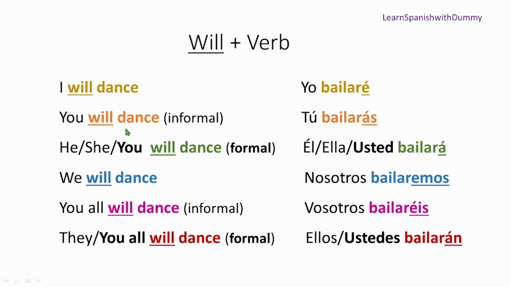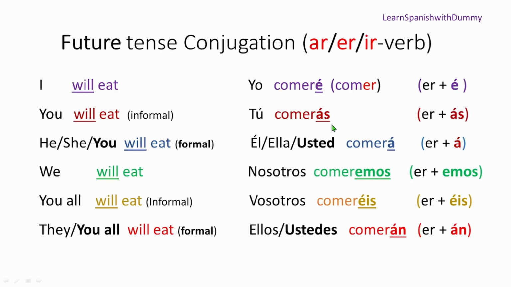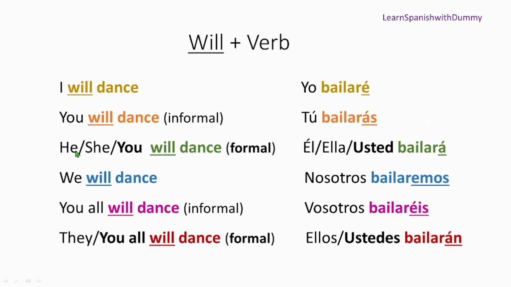When you say you will dance, you say tú bailarás. Okay, same ending we are putting here, just like in the ER ending verb. Here we put ás, similar. Now you know it. So he, she, you will dance. Él, ella, usted bailará. Okay, bailará, the same ending. We will dance. Nosotros bailaremos. You all will dance. Vosotros bailaréis. They, you all will dance. Ellos, ustedes bailarán. Okay? So by this conjugation, bailarán is for both they and you all.